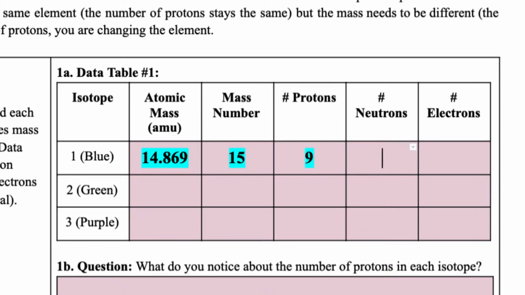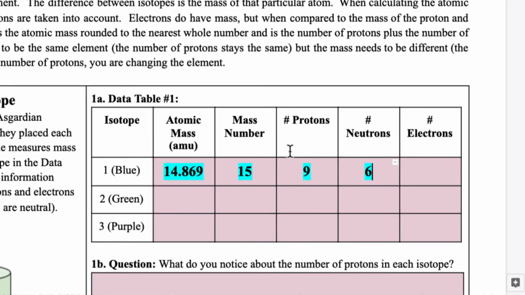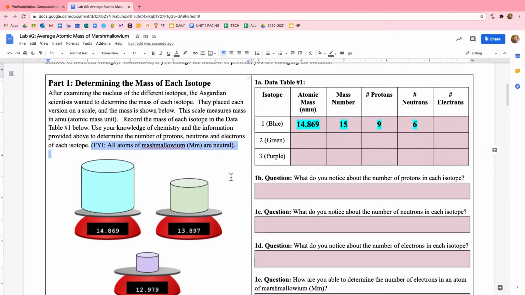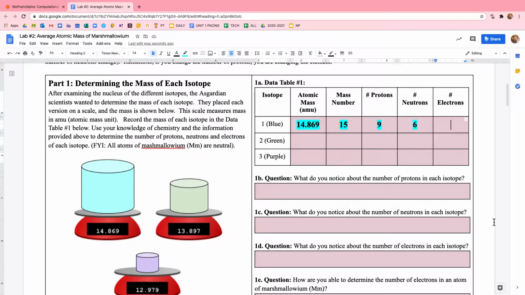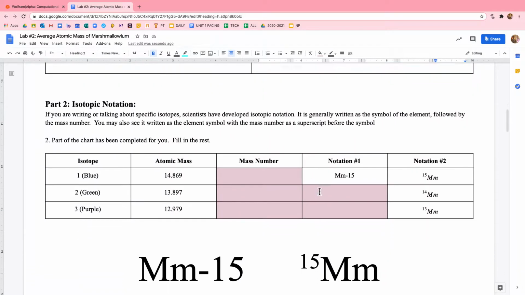Alright, how do we find the neutrons? Neutrons, we're going to subtract the protons from the mass number. So 15 minus 9 is going to give us 6. And the electrons, how do we know how many electrons there are? If we look right over here, it says that the atoms are neutral. So that means we can put 9, because a neutral atom has the same number of electrons as it does protons. Okay, and these questions are what you notice and how you got your answers.